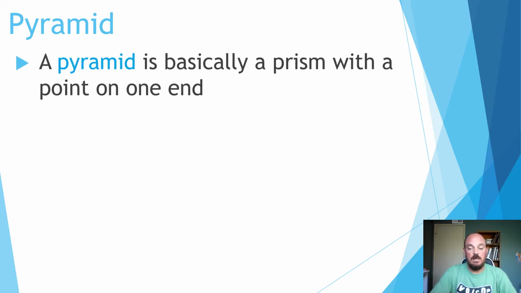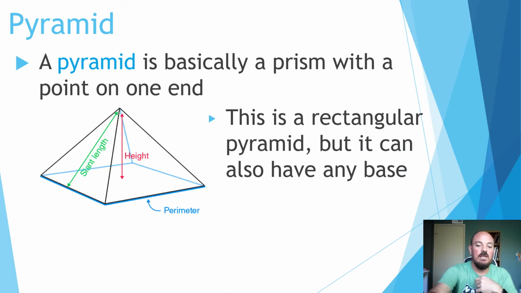Now our new shape, the one we didn't see the first time through, is called a pyramid. A pyramid is kind of like a prism, but instead of having two bases, we're going to take one of the bases and turn it into a point. So right here, this is an example of a rectangular pyramid.